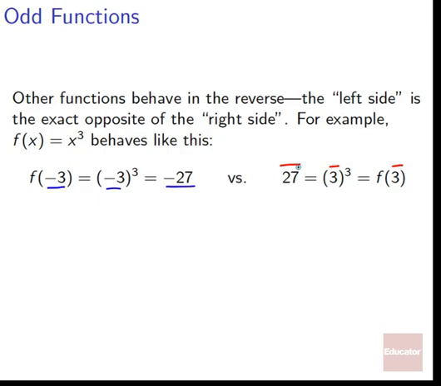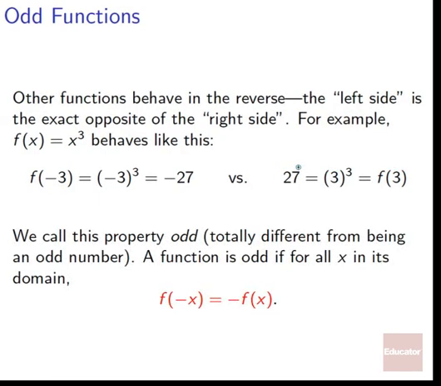However, they're only flipped by sign. Negative 27 and 27 are still somewhat related. They're very different from one another. They're opposites in a way, but we can also think of them as being perfect opposites. Negative 27's opposite is positive 27. So an odd function is one that behaves like this everywhere. We call this property odd. Totally different, once again, from being an odd number.